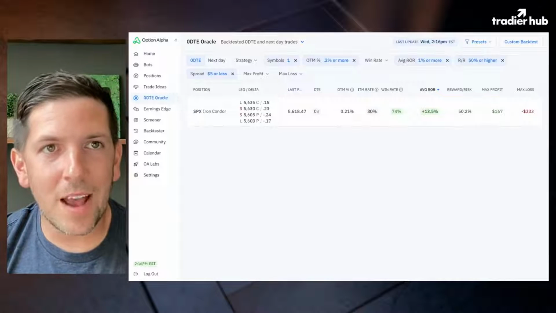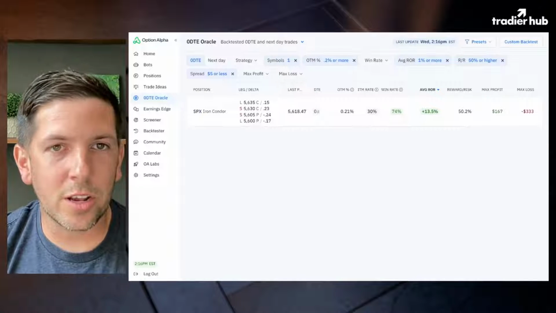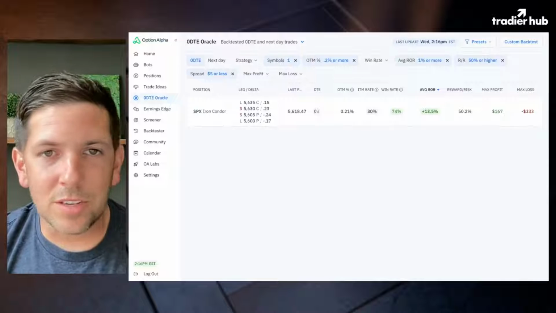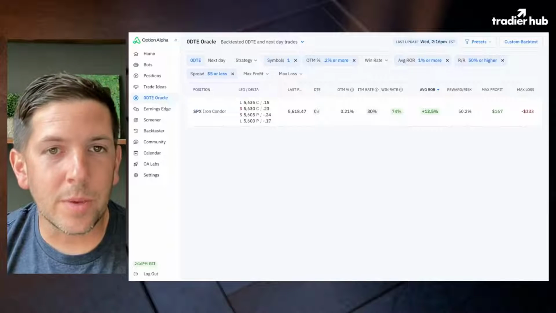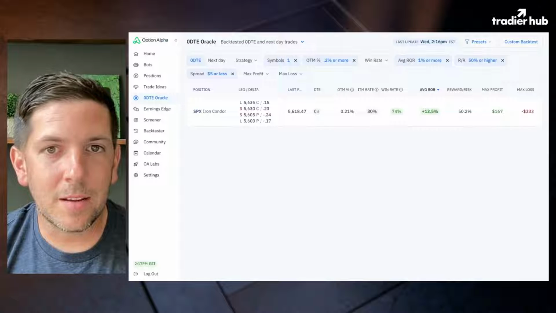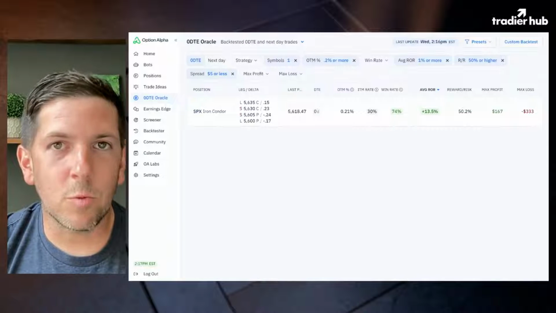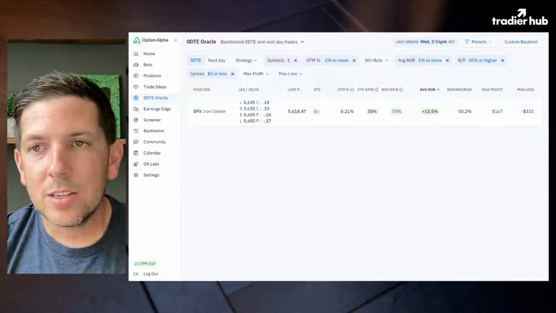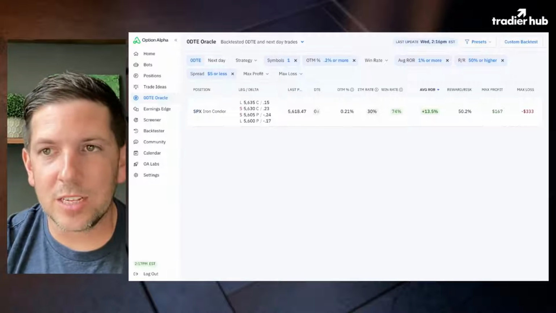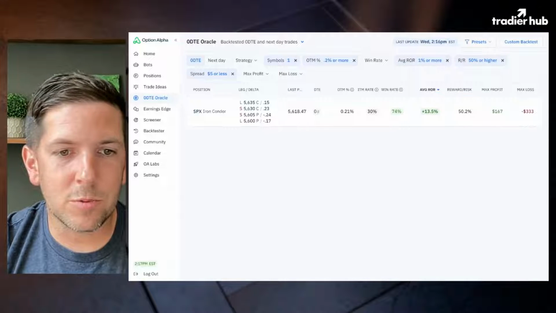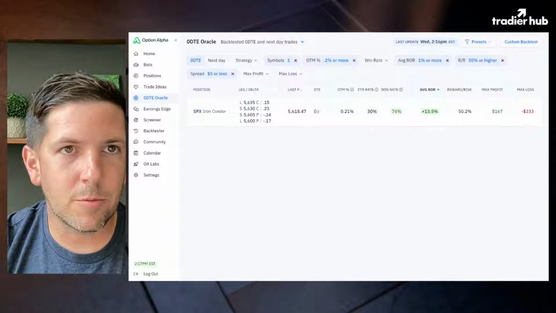If I have a 65% chance of success on a trade, I can use a very simple calculation to determine how much I would need to collect, risk to reward wise, to make that trade. So if I have a 65% chance of success trade, let me switch over to my screen here with my calculator.